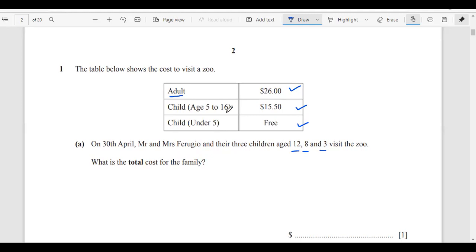Now, for adults, we have $26. Mr. and Mrs. means we would be having two adults, plus one of their children is 12 years old, so that is coming here. So it would be 15.5, plus the other one is 8 years old, who is also under this bracket, so 15.5, and the last one is 3 years old, so that is 0. And the sum is going to be what? You can use your calculators and tell me the answer. 83. It is 83. Very good. So it is $83.